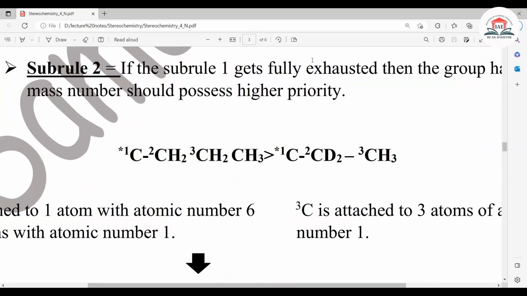greater priority. Why? Because see, the first carbon is same. The second carbon, it is attached to two atoms having atomic number 1 and one atom having atomic number 6. In the left hand side also, the carbon number 2, this 2C, it is also attached to D. D is for deuterium, but deuterium's atomic number is also 1, right? So it is also attached to two atoms having atomic number 1 and one atom with atomic number 6.